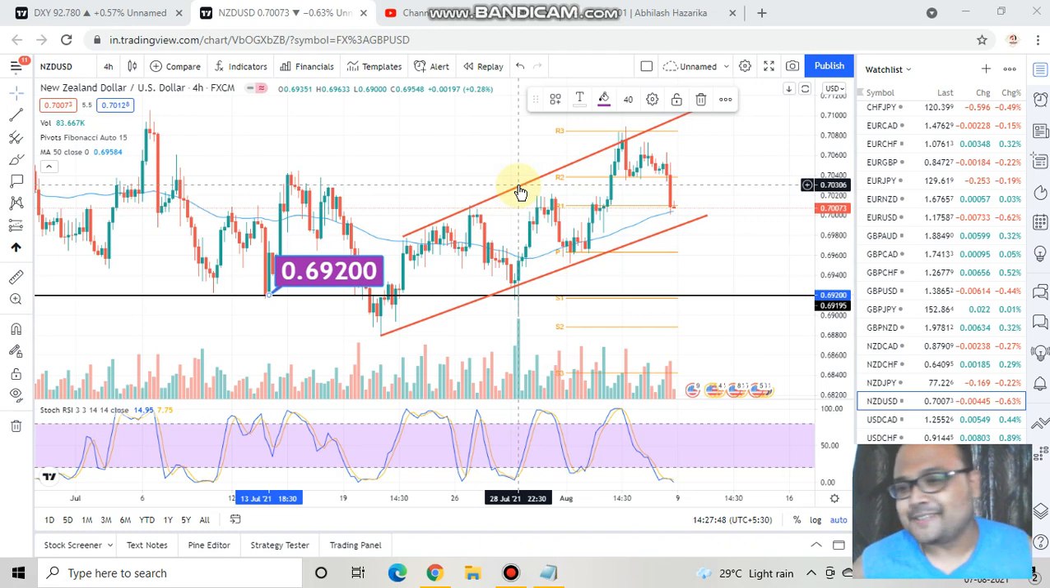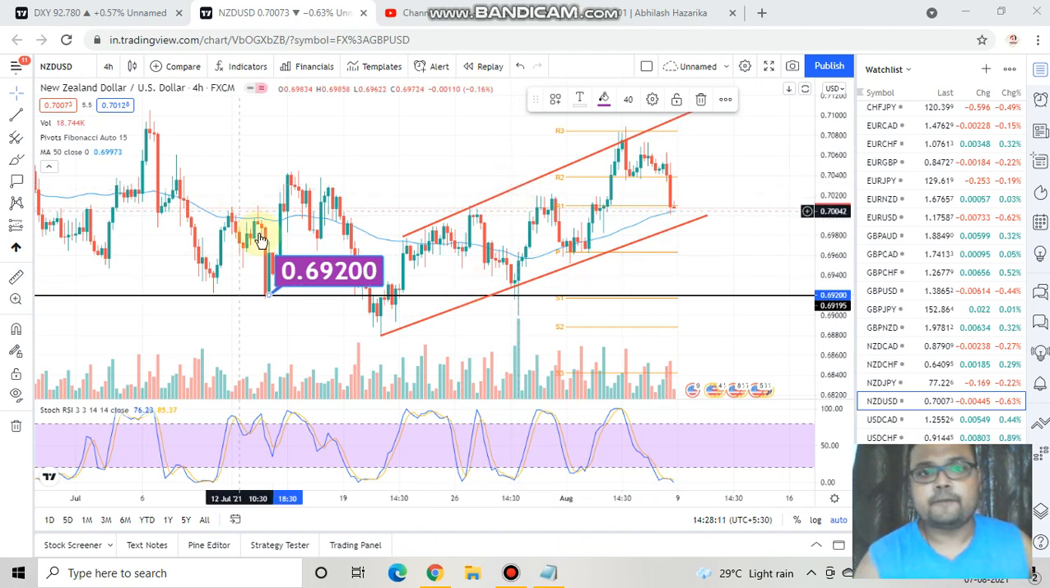So let's get started. This is the 4-hour chart of NZD USD in front of us right now, and as you can see, the chart looks kind of messy here, going up, then coming down. I have also got 3 lines drawn here on the chart, so do not get confused. I'll be explaining them one by one. So let's do the analysis first.